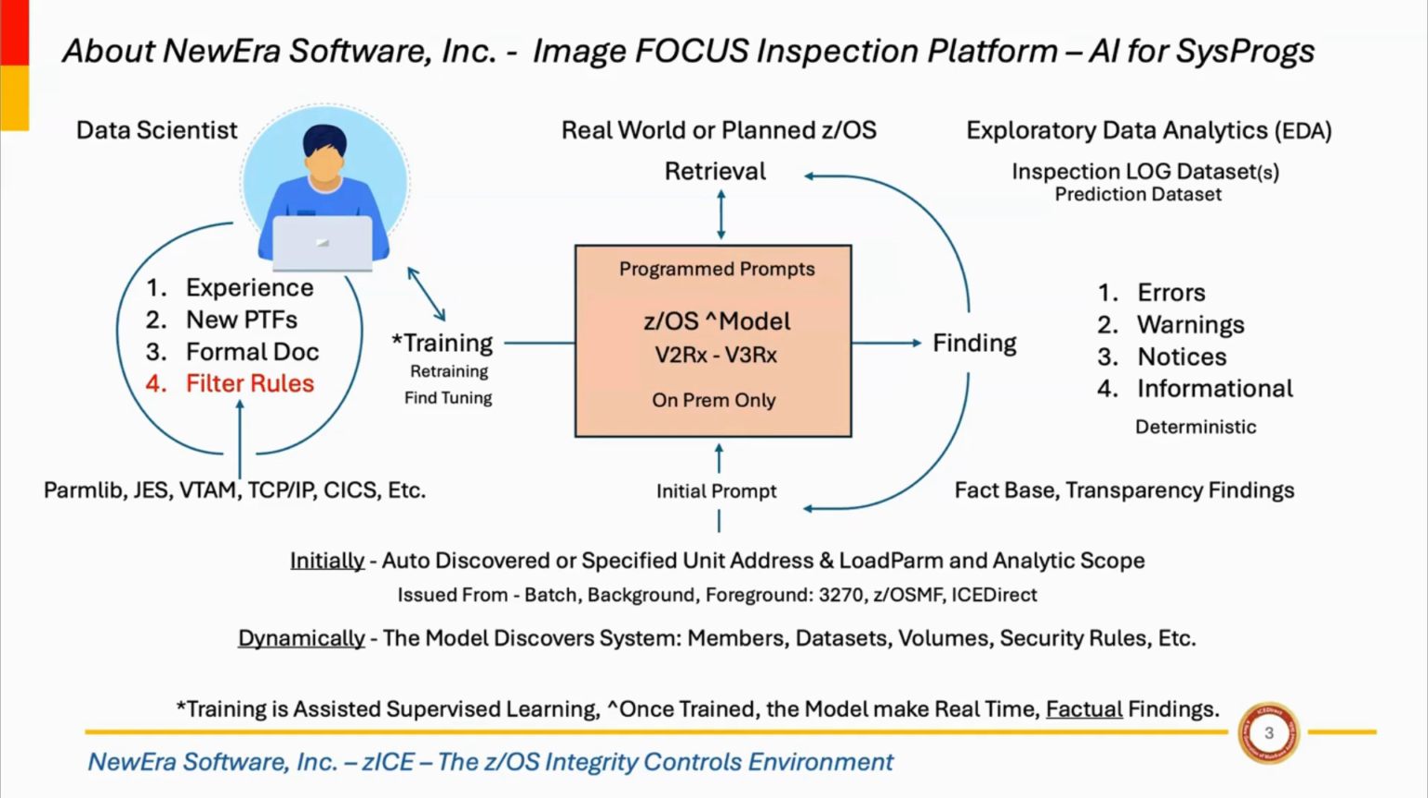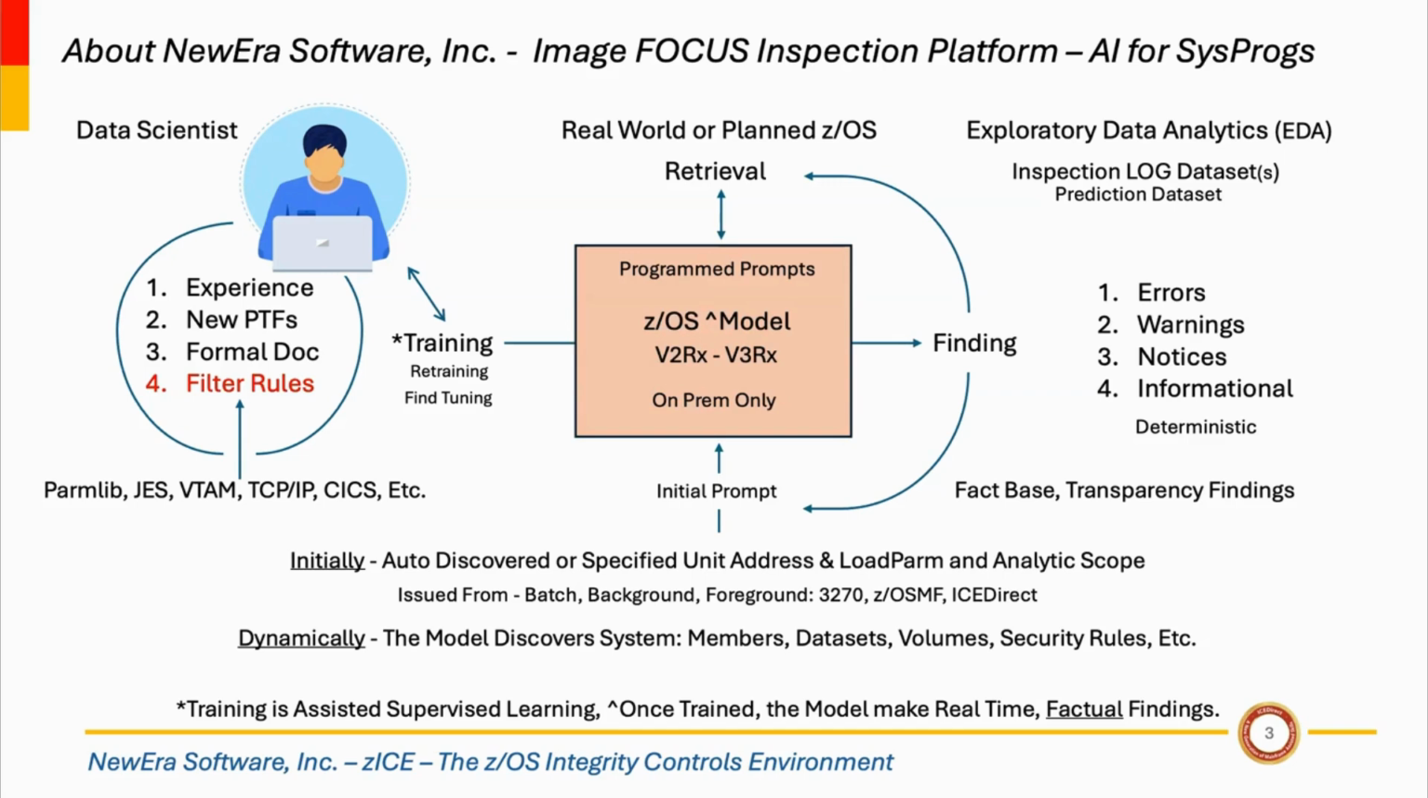Essentially, this process goes on and on, not only from release to release, but quite frequently from patch to patch, as the scientists find new documentation, get additional experience on their own or from customers themselves. The span of the model includes the normal PARMLIB concatenation, JES, VTAM, TCP/IP, CICS, and many other components that can be added on as subsystem inspectors or supplemental inspectors.